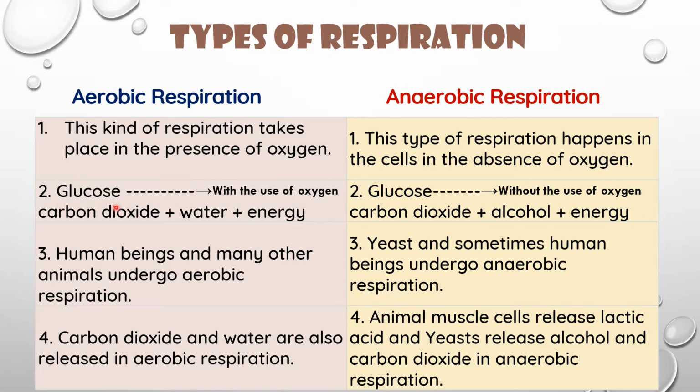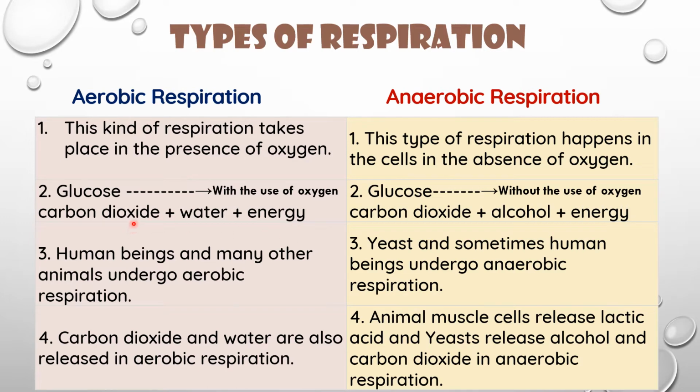glucose. Our food contains mainly carbohydrate, which contains glucose, and that glucose breaks down. You can see this arrow. With the use of oxygen, or in the presence of oxygen, what are the things released? Carbon dioxide, water, and energy. Carbon dioxide, water, and energy are released.